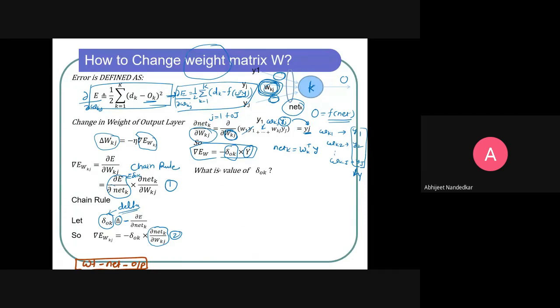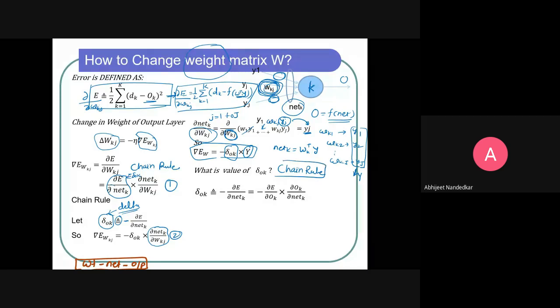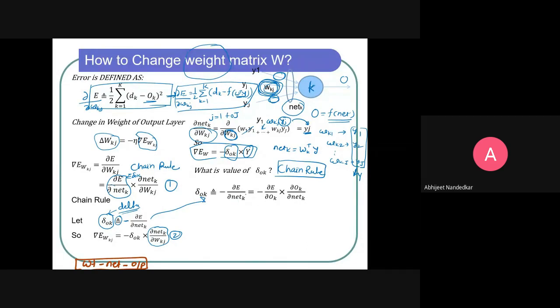Now what is the value of delta_ok? How to compute that? Again we have to use chain rule. So delta_ok is defined as negative of change in error with respect to change in net_k. Now there is a relation between net_k and output. As my net changes, output is also changing. So there is a link: output is related to net and net is related to weight.